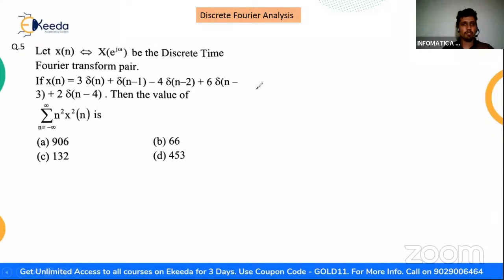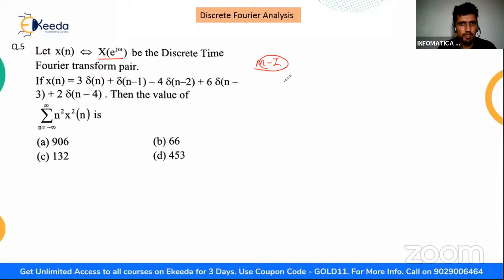In this they have mentioned that x[n] has discrete time Fourier transform X(e to the power j omega), and then asks the value of the sum of n square times x square n. This again can be done by two methods. Method 1 we will be doing, and I will just brief about the second method.